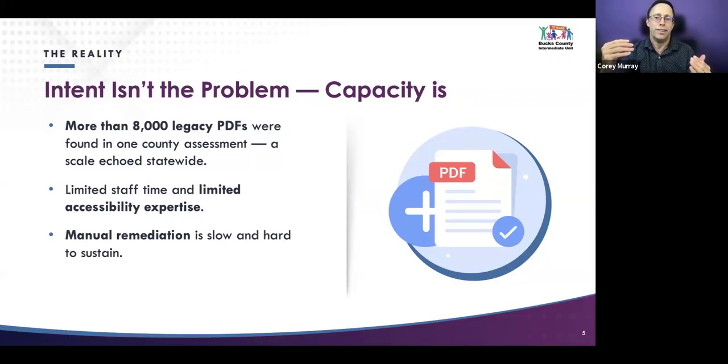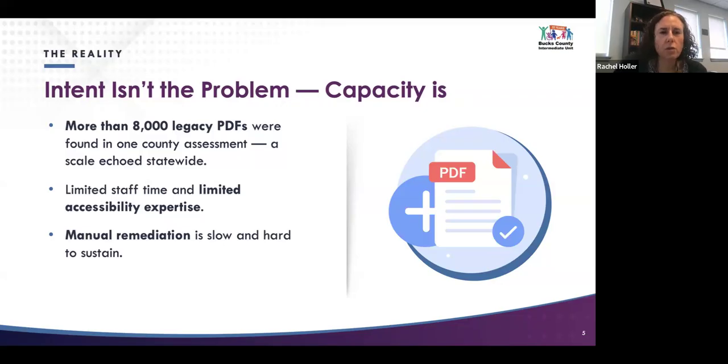But the reality is capacity is a problem. You might want to do that. And prior to what we're about to show you, even if you wanted to do it, it was probably impossible because you can see here, and Rachel will talk a little bit about the number of documents that we're looking at and thinking about when it comes to compliance.